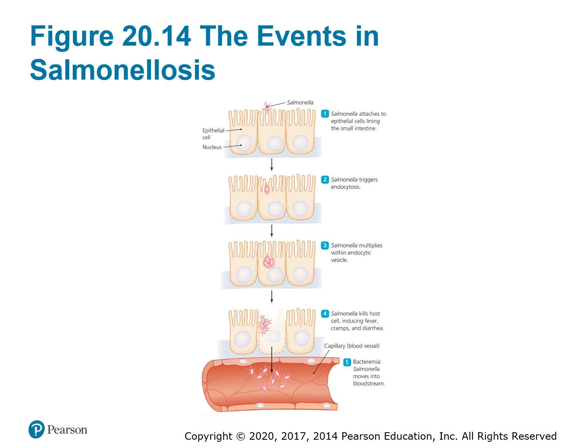So here is a little picture of the events of this. Salmonella is ingested and it attaches to the epithelial cells that line the small intestine. Then it triggers endocytosis. The Salmonella multiplies within the endocytic vesicle, and then it kills the host cell, inducing fever, cramps, and diarrhea.